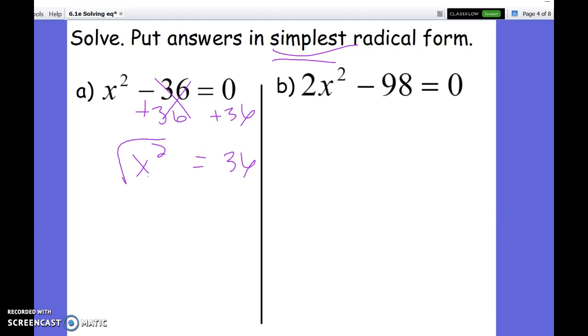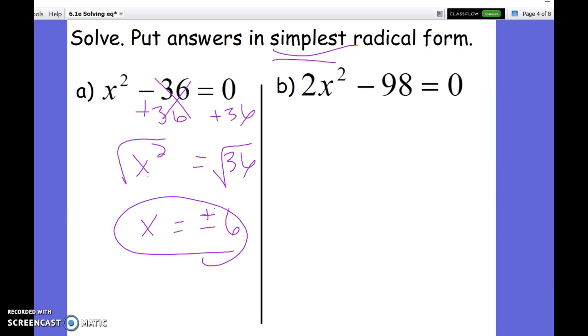Since we take the square root on the left, we have to take the square root on the right. The square root of x squared is just x. The square root of 36 could be a positive 6 because 6 times 6 is 36, or a negative 6. Anytime we want to represent that it could be a positive 6 or negative 6, we write plus or minus 6. So x equals plus or minus 6. That's our answer for letter A.